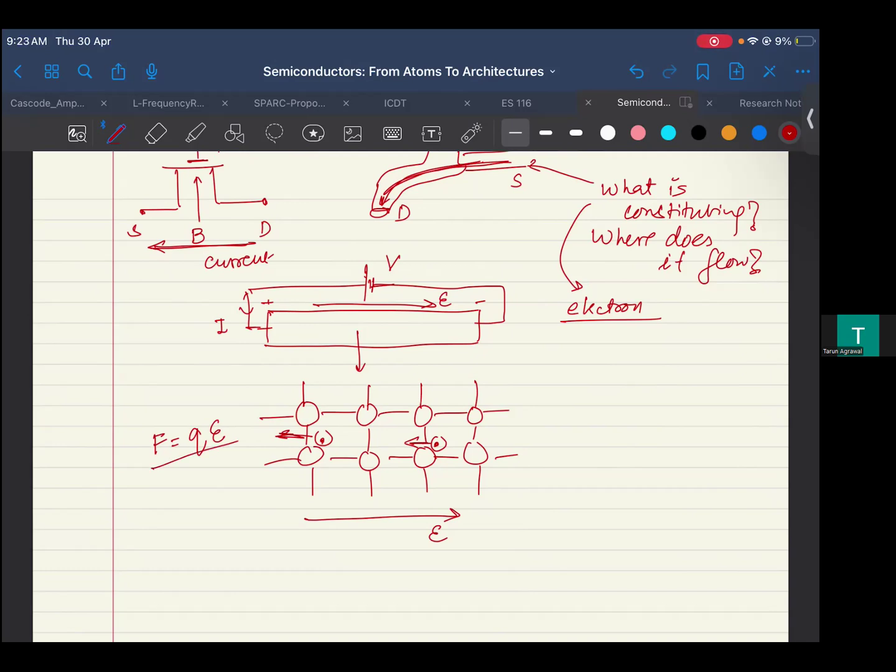This is why, when we apply an electric field to this, there is a current which you see due to drift.